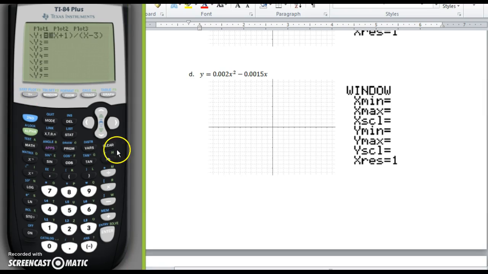And we'll enter that in. All right, so it's 0.002 x squared minus 0.0015x. I'm going to go ahead and hit graph and see what happens. It's not a very good picture. Okay, so I'm going to try to figure out what to do. This should be a parabola again, but I can't really see it very well.